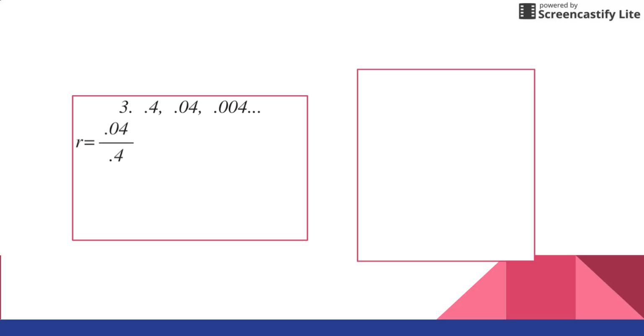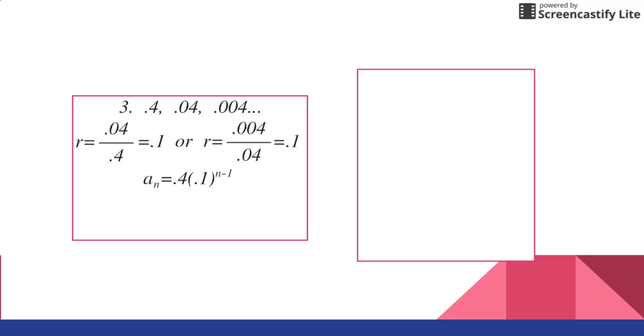In this problem, we have decimals. So the common ratio is 0.04 divided by 0.4, which is just 0.1. And we can verify that by also doing the third term divided by the second term, which is 0.004 divided by 0.04, which is also 0.1. So that is correct. So 0.4 is the first term, and that's our equation.